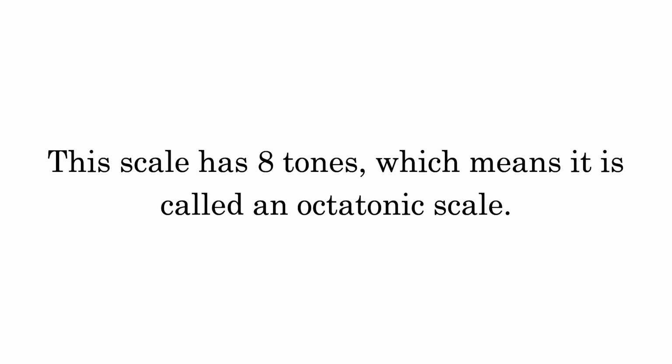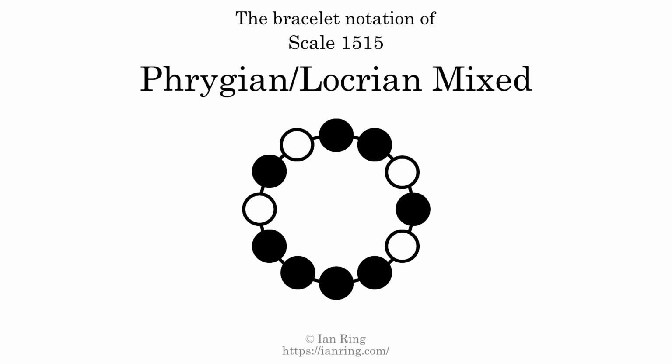This scale has 8 tones, which means it is called an octatonic scale. This is a bracelet notation diagram of scale 1515. The shaded circles represent tones that appear in the scale, and they are read clockwise, starting at the top.